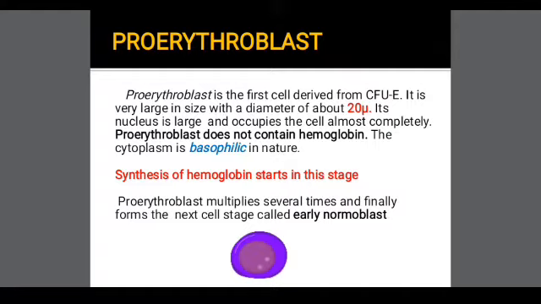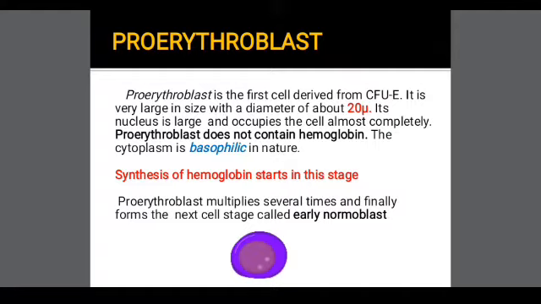Now, the proerythroblast is the first cell derived from colony forming unit erythrocytes. It is very large in size with a diameter of about 20 micrometers. Its nucleus is large and occupies the cell almost completely. Proerythroblast does not contain hemoglobin. The cytoplasm is basophilic in nature.